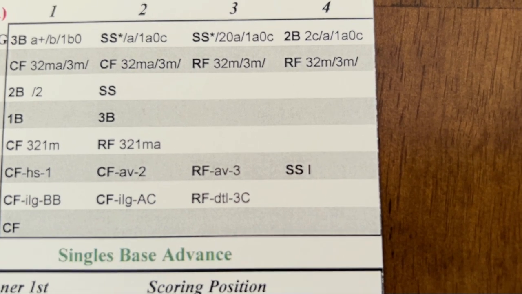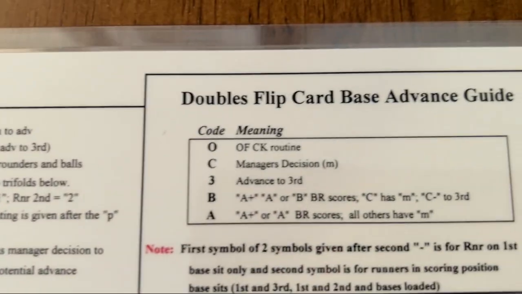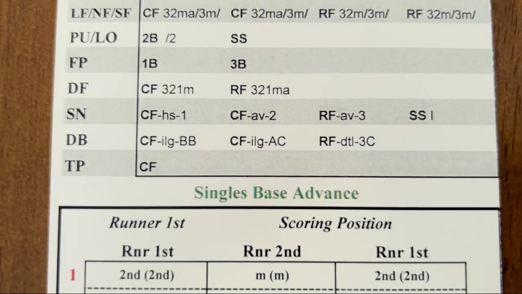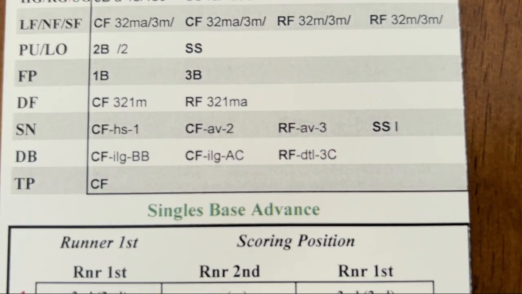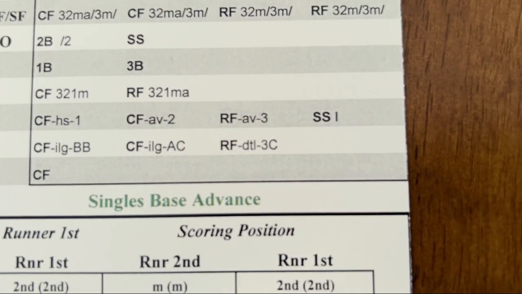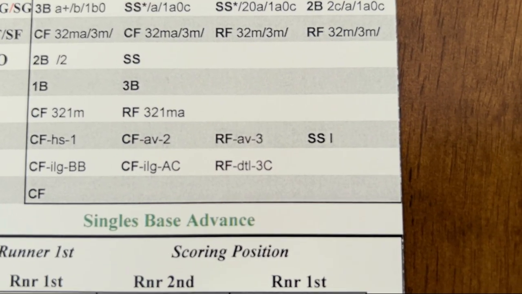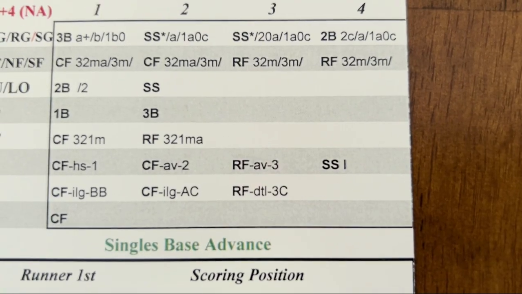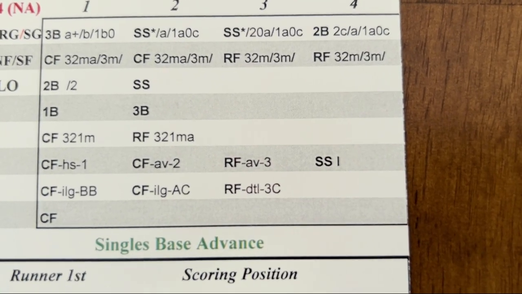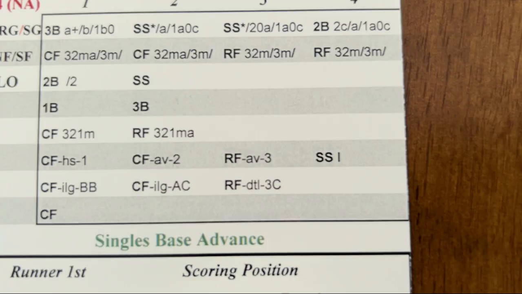And now we have a C, which means a manager's decision. So that would mean that you have the choice to send Sharon from first. Brown's going to score, but his presence on the bases slows Sharon down enough that he's not going to automatically score. He's going to have to test the outfielder's arm. Okay, so those are A and C.